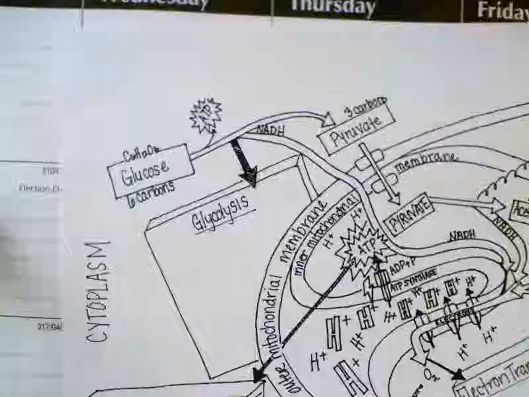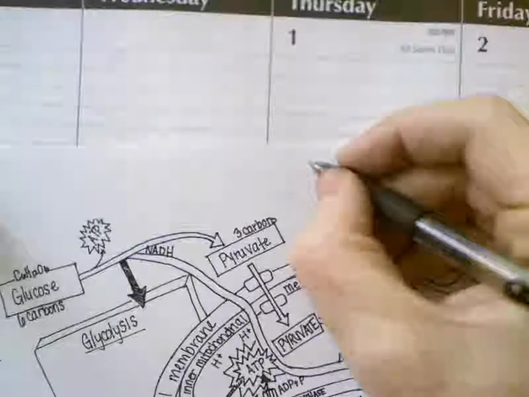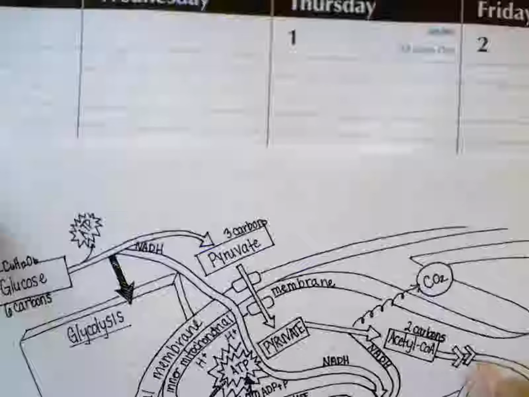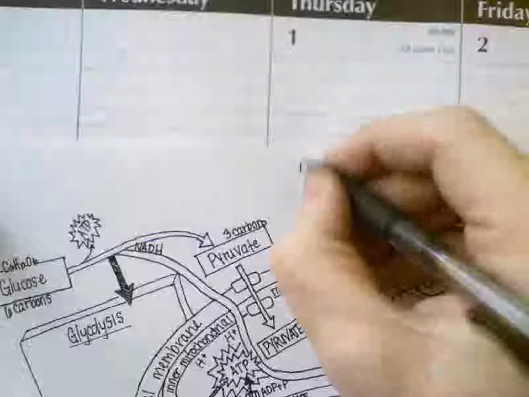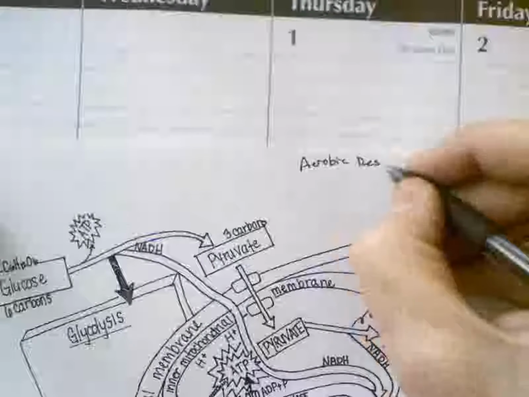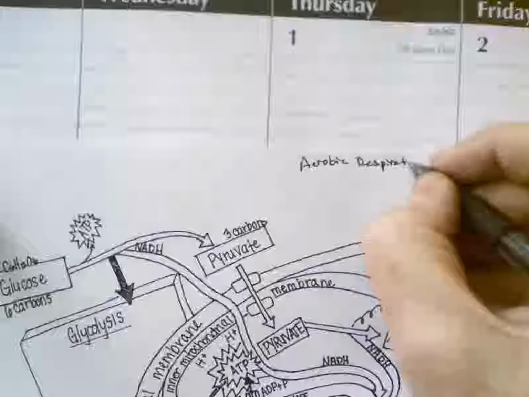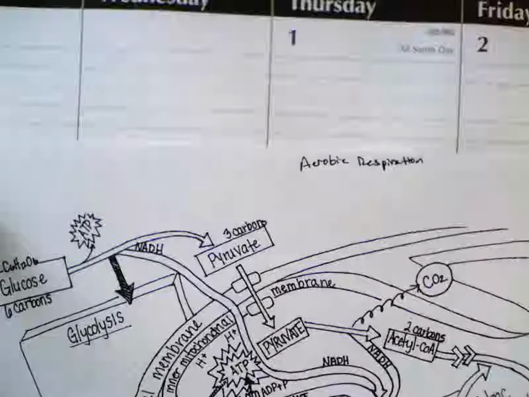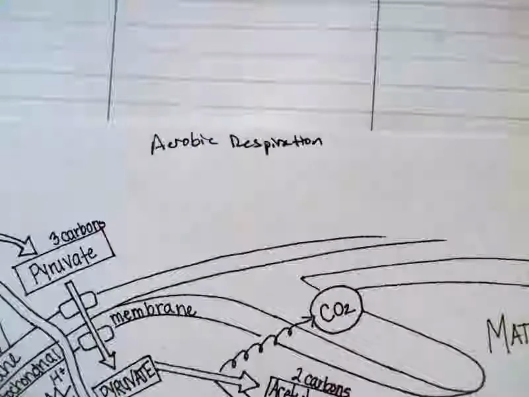So again, this is going to be for aerobic respiration. Let's just start off with titling this thing. Stay really up close to the top though, because we're going to end up using this whole paper. If I start to go off the paper, let me know, because I'm going to be trying to go fast here.